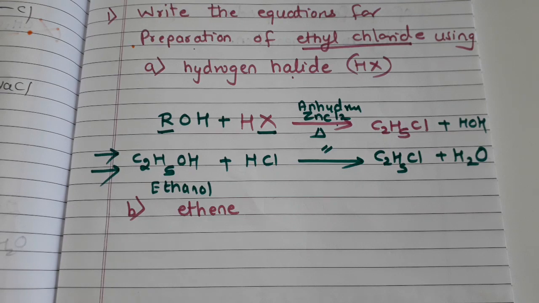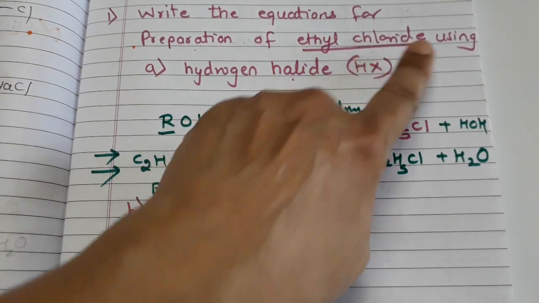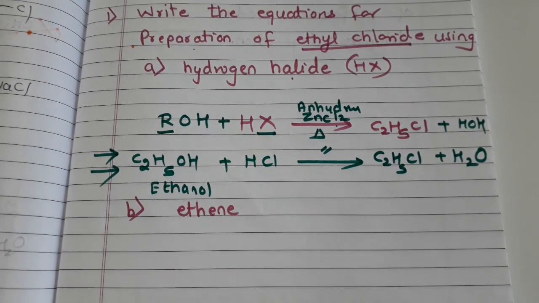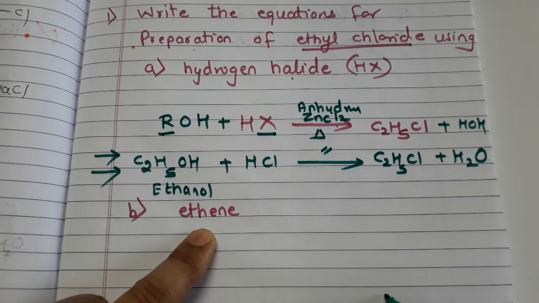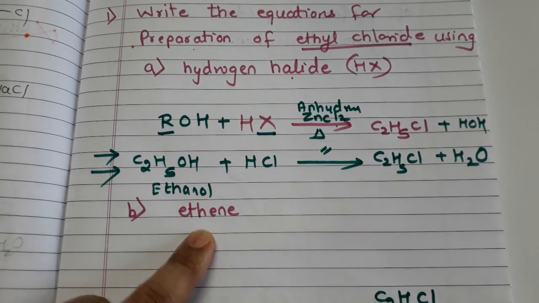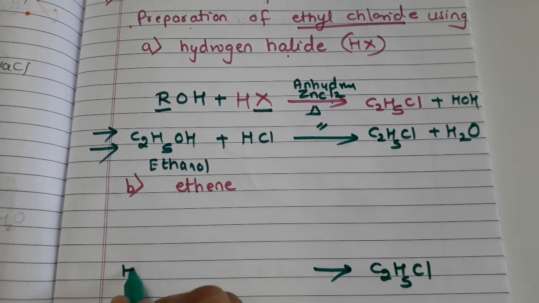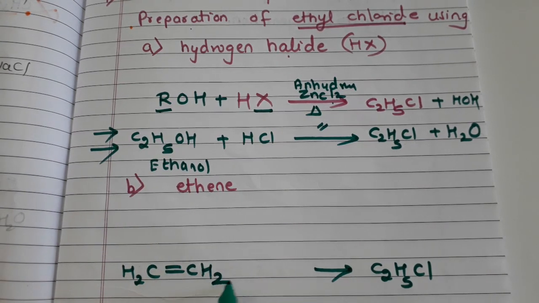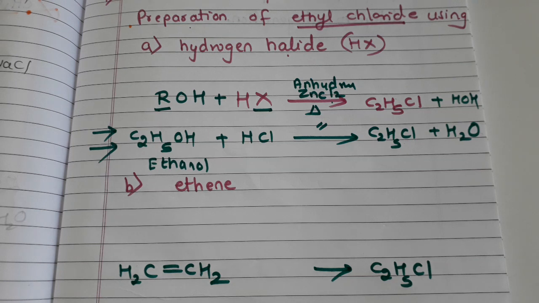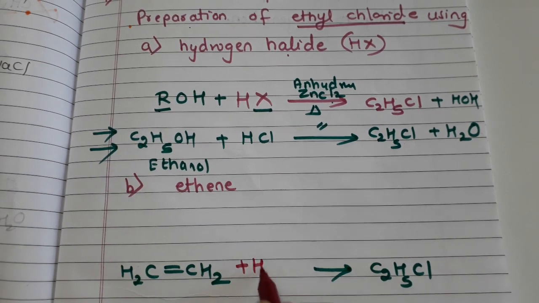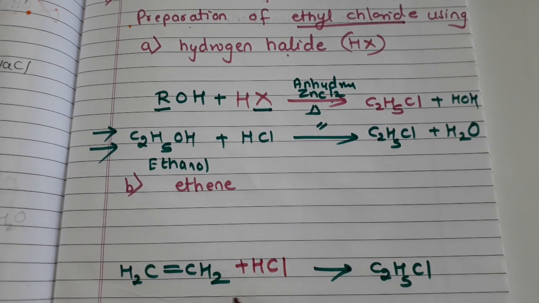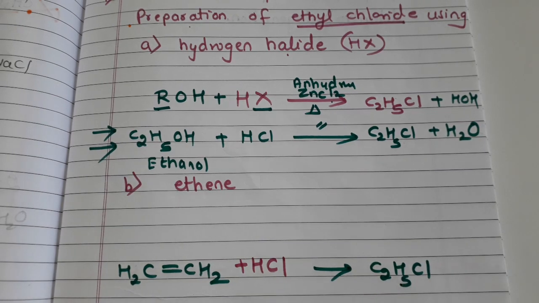The next question is, we have to prepare ethyl chloride using ethene. So I write first the product, ethyl chloride. I want to prepare ethyl chloride using ethene. Now ethene is this, isn't it? Can you recollect what you have to add so that you can get chloroethane or ethyl chloride? Yes, you are correct. We will be adding HCl, the addition of a hydrogen chloride molecule. It is hydrohalogenation, so we will be getting this compound.